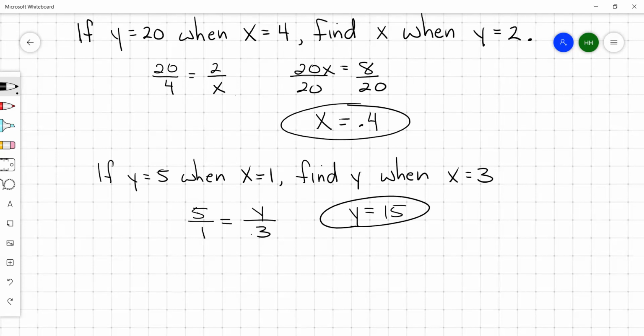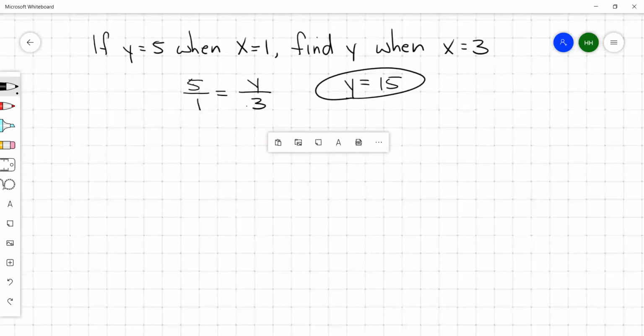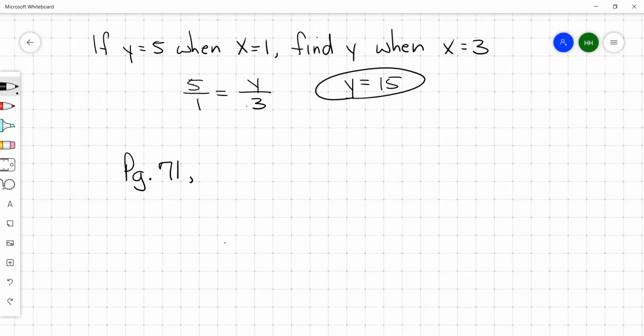All right, your practice problems for today: page 71, 7 through 24. Page 71, 7 through 24.